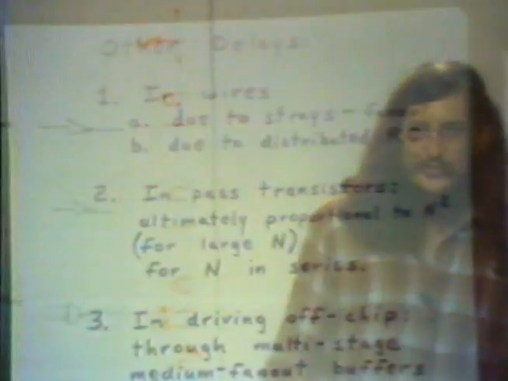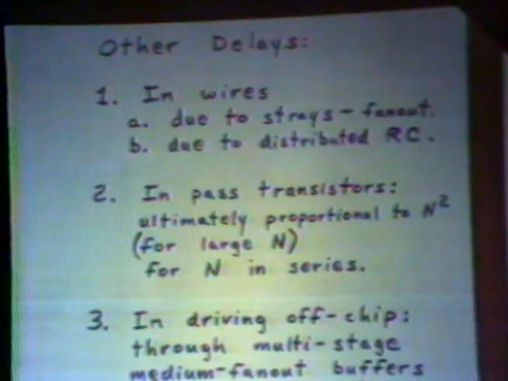Okay, there's other kinds of delays to consider when designing a circuit. I'll give you just a brief introduction to them here, so it won't be a surprise when we cover them later. First thing, delays in wires. I mentioned two types here. The first we've already seen, that is the delay due to stray capacitance, which is added to the fan-out when you compute a delay on a node.